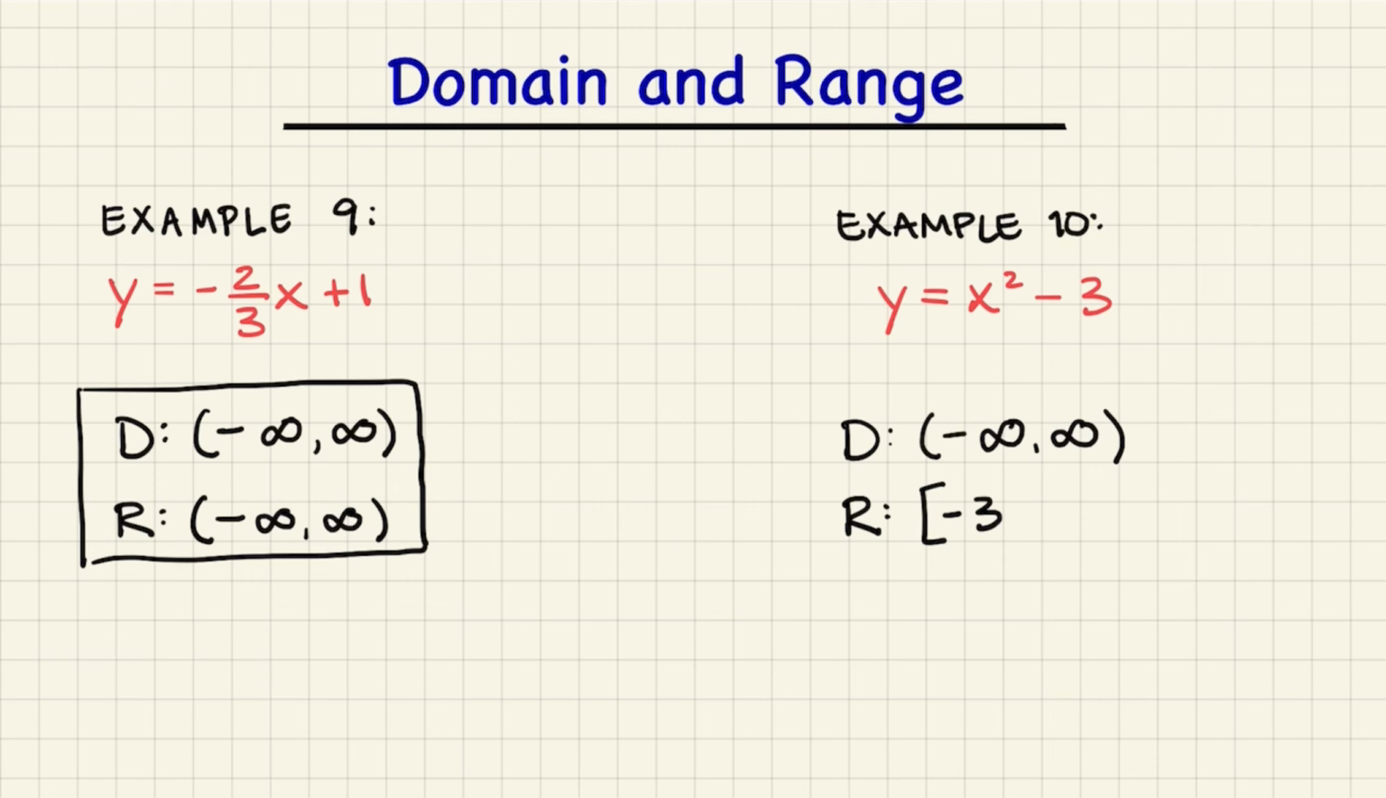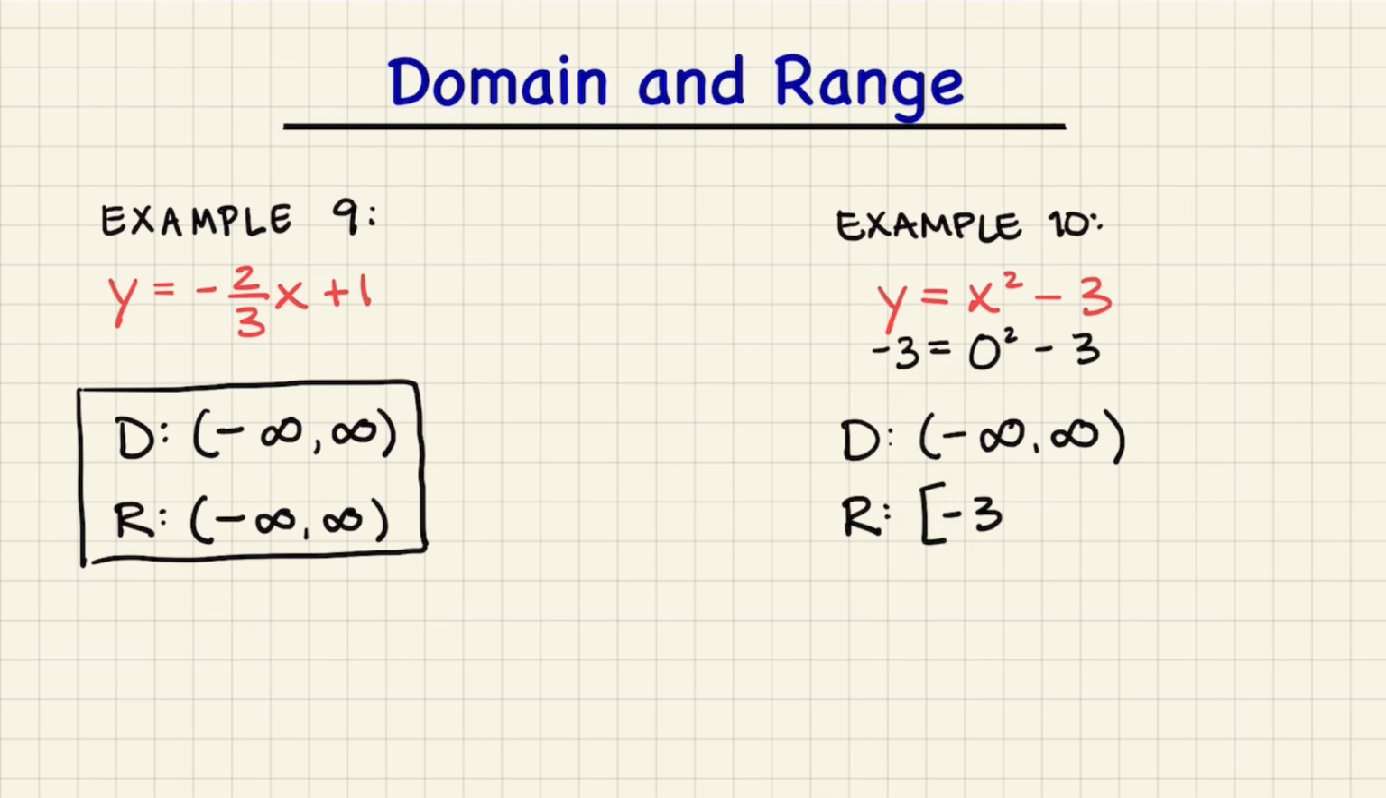And again, that's because if we plug in 0, we'll get 0 squared. Without this 3, that would give us y equals 0, and 0 would be the lowest y value. But because we do have a -3, 0 squared minus 3 equals -3. So that is why our lowest y value in the range is -3. And it is included because we can plug in a specific value and get exactly -3.